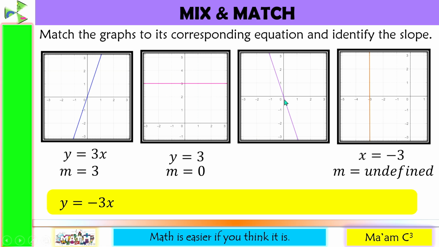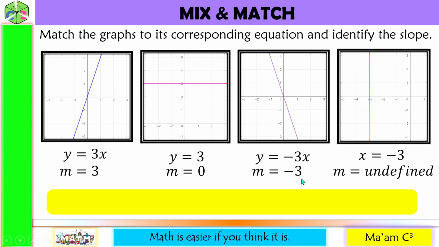And this one from the origin goes up 1, 2, 3 and then to the left 1 unit. So 3 units up and 1 unit to the left is 3 over negative 1. So y is equal to negative 3x. Here the slope m equals negative 3.